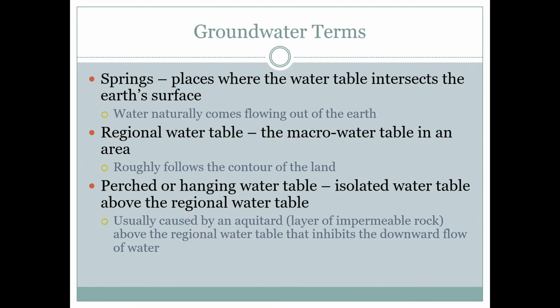But you also have perched or hanging water tables, and these are isolated local water tables that are above the regional water table. They're usually created when an aquitard, a layer of impermeable rock, is above the regional water table that inhibits the downward flow of water. So let me show you an example of all this.